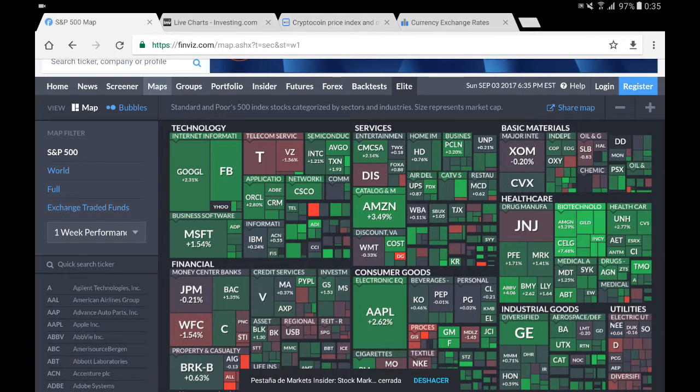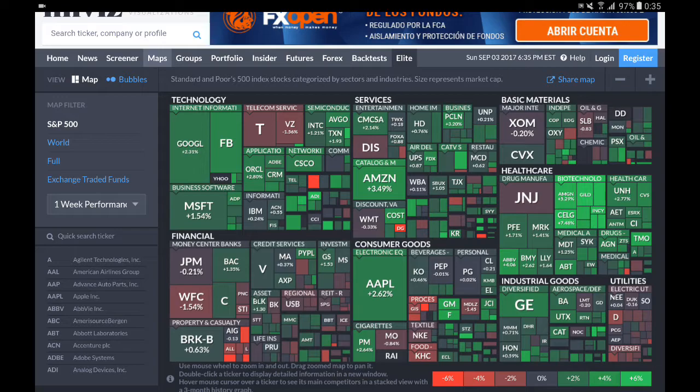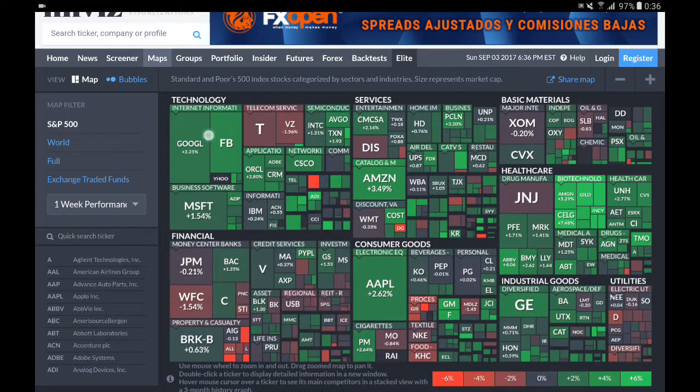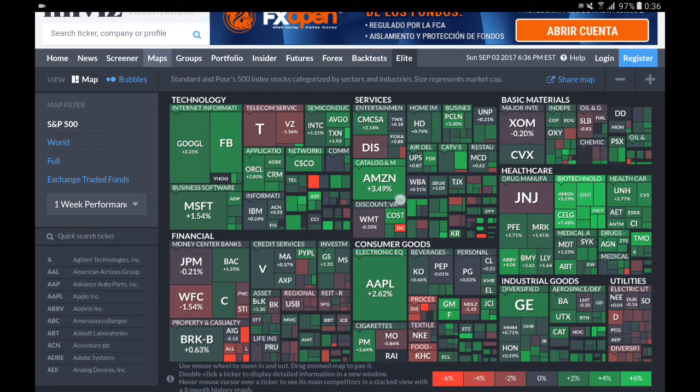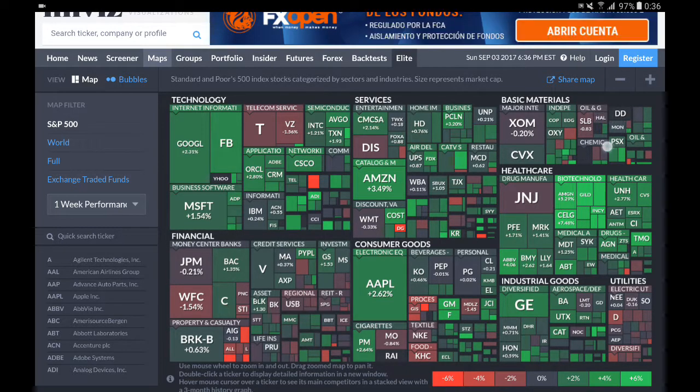Over here, let's have a look at the sectors map. What can we see over here? Technology, great week, green week for the technology, except for AT&T and Verizon. Services, great week, everything is in green except for Disney and Walmart. You see Amazon doing great. Basic materials, great week except for ExxonMobil. Healthcare, great week except for Johnson & Johnson, J&J.